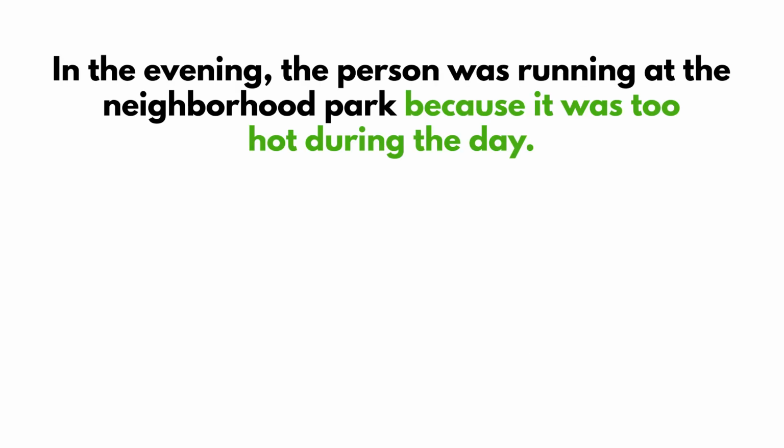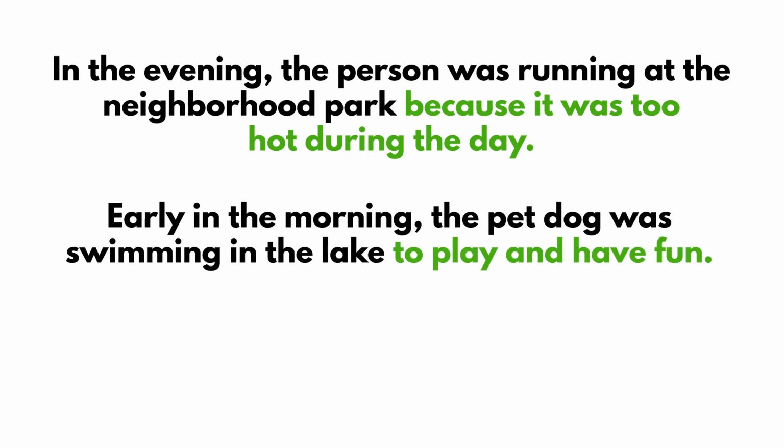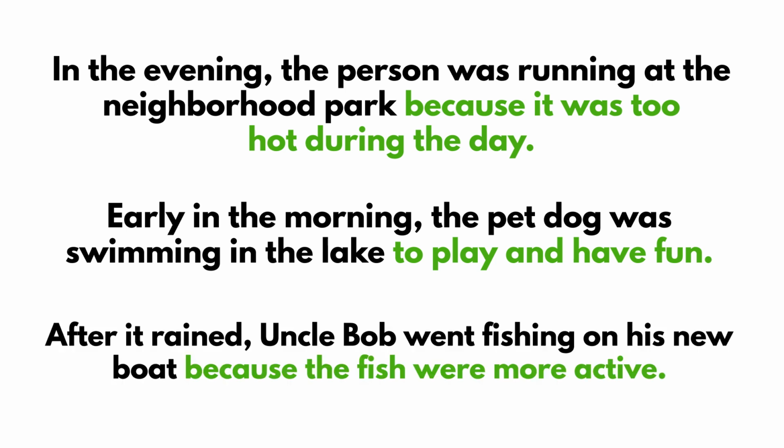So for example, we could say, in the evening, the person was running at the neighborhood park because it was too hot during the day. For our next example, we could say, early in the morning, the pet dog was swimming in the lake to play and have fun. And for our final example, we could say, after it rained, Uncle Bob went fishing on his new boat because the fish were more active.